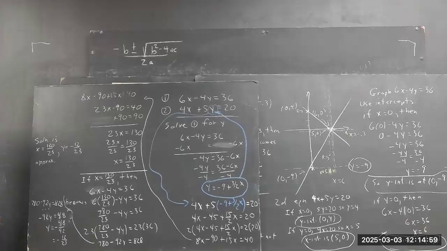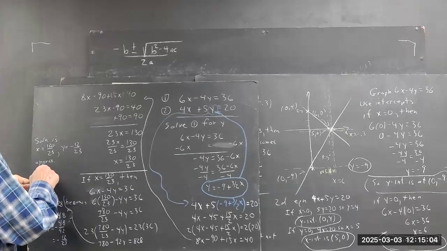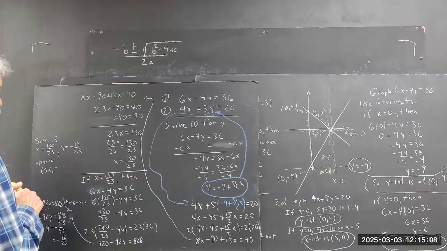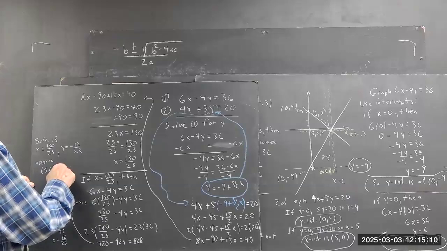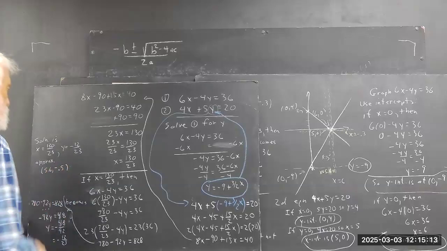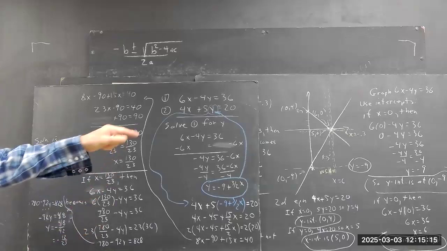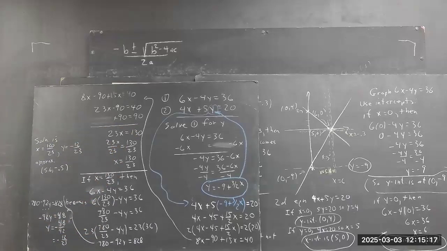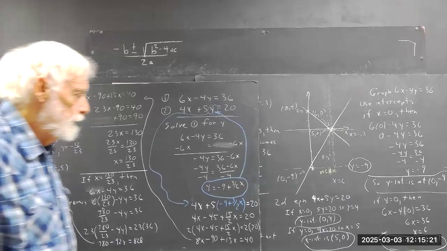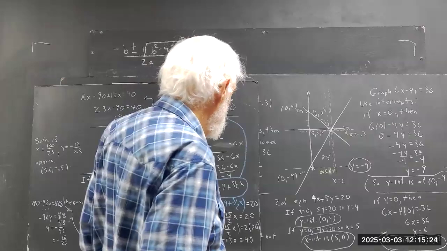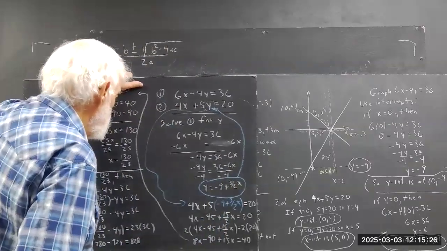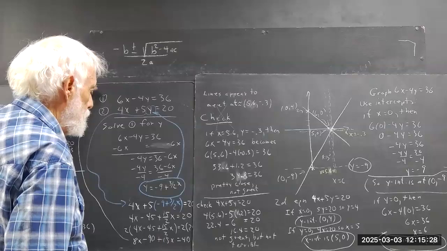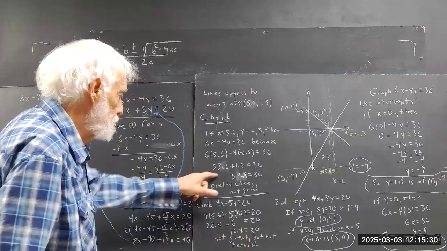This is approximately 5.6, negative 0.5, instead of the negative 0.3. Now you can plug that in and see that it should give you something much closer on both of these.